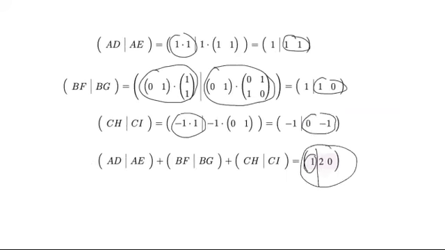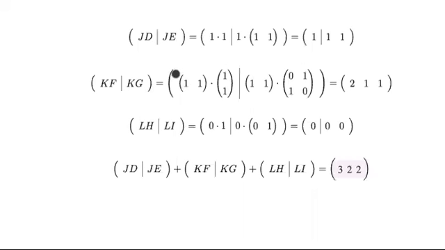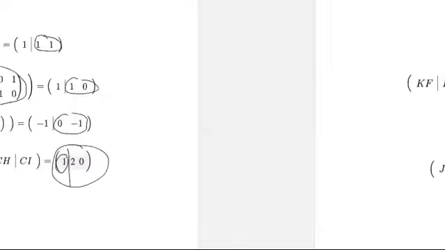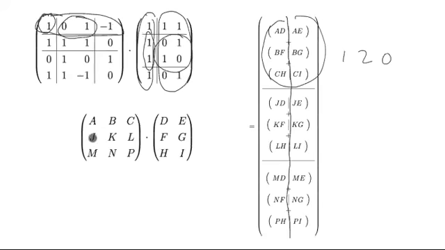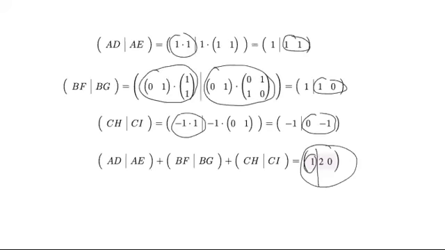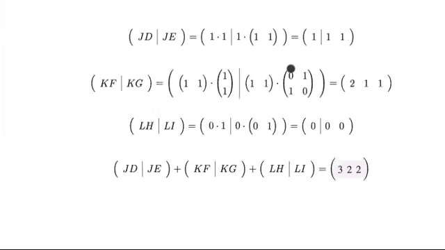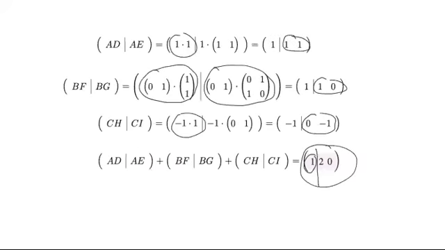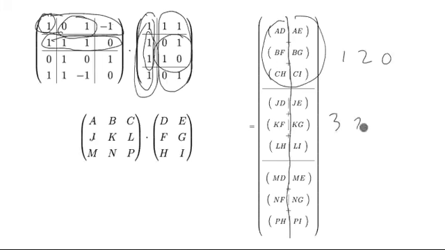Okay, now we look at the next part. So we have J, K, and L going on. Basically, we repeat the same idea, this going to here, and this going to here. It's done the same way, and just looking at the different pieces as we go, you end up getting 3, 2, 2. So this part would be a 3, 2, 2.